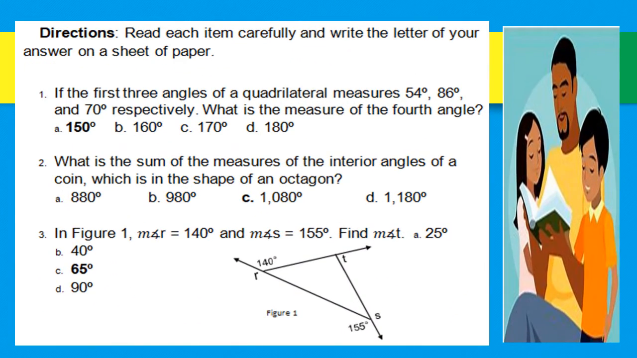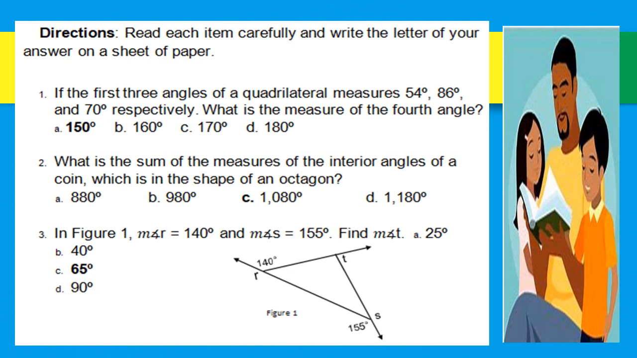Now, read each item carefully and write the letter of your answer on a sheet of paper. Number 1 question. If the first 3 angles of a quadrilateral measure 54 degrees, 86 degrees, and 70 degrees, respectively, what is the measure of the 4th angle? A. 150 degrees, B. 160 degrees, C. 170 degrees, and D. 180 degrees. So we are going to look for the angles. So the answer is letter A.